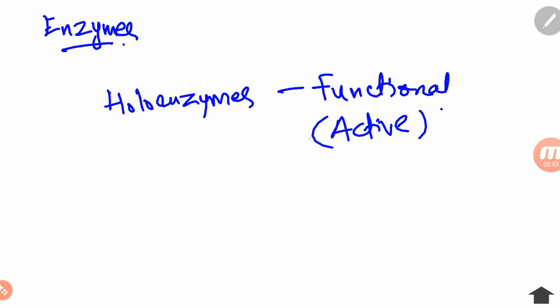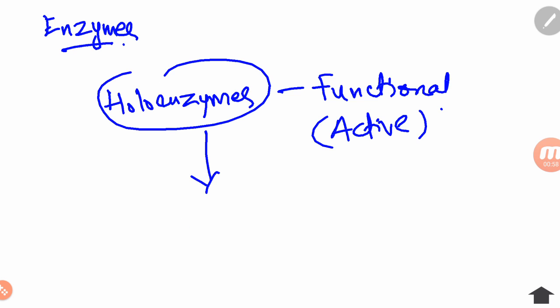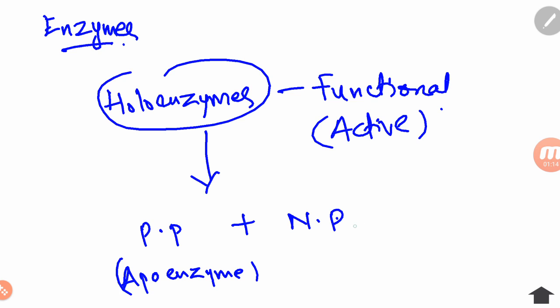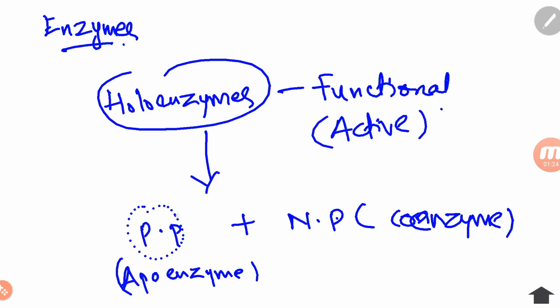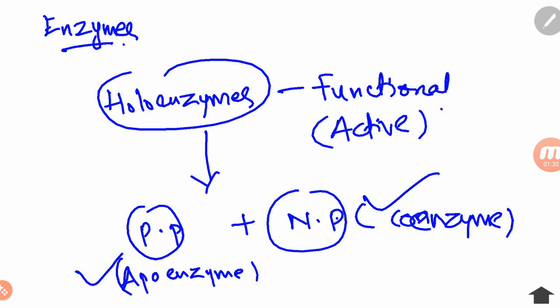The holoenzyme is going to contain a combination of two things: one is the protein part and the second one is the non-protein part. The protein part of this holoenzyme is called an apoenzyme, and the non-protein part is called a coenzyme. I hope you are very clear. The functional unit of an enzyme is the holoenzyme. The holoenzyme contains a protein part and a non-protein part; the protein part is the apoenzyme and the non-protein part is the coenzyme.